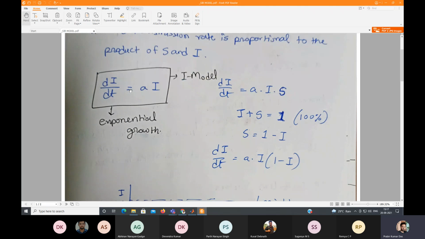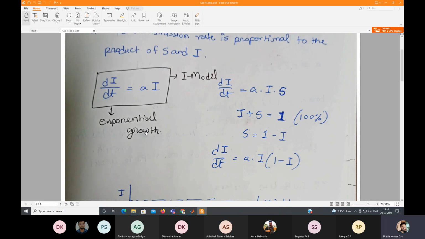Can anybody tell what the solution of this simple equation, dI/dt equals A times I, is? I equals I naught e to the power of at, where I naught is the initial value. Basically, it is the equation for an eigenvalue. A few people will know about eigenvalues, but we don't have to bother about them. If we solve this equation, the expression for I should be exponential. That is why it is written here as exponential growth.